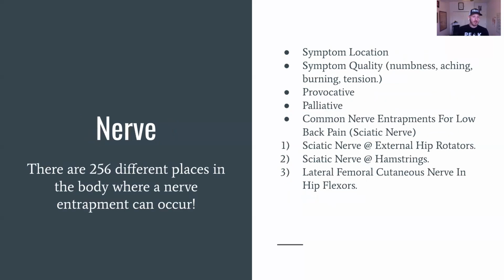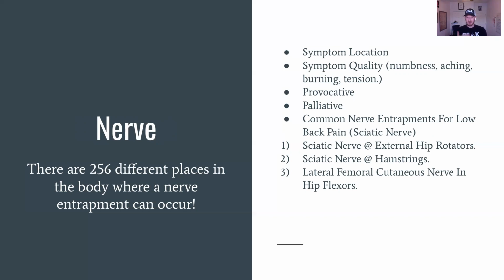Nerve. There are 256 different places in the body where nerve entrapment can occur. They're very common, and they're often missed. Nerves basically have to start at the spine and make their way through the rest of the body. They're built with like 15% of extra slack in the nerve itself to keep it healthy. But over time, the nerves get stuck around the muscles and the fascia, and it grabs on that nerve. It gives that pinching type of feel.